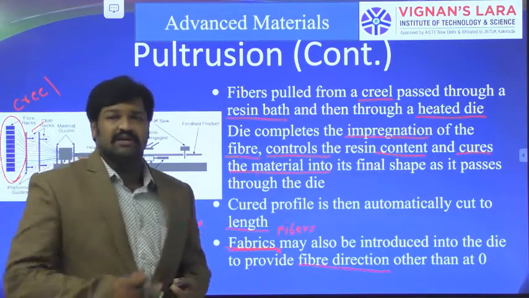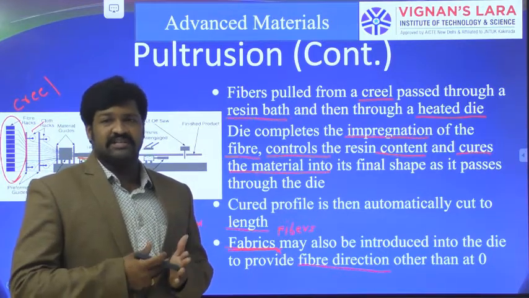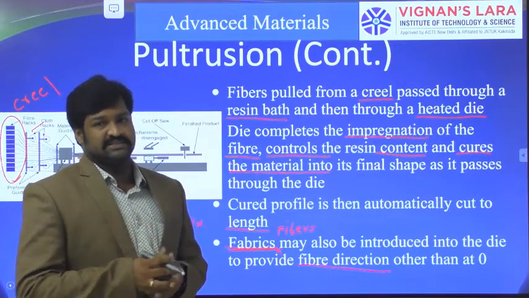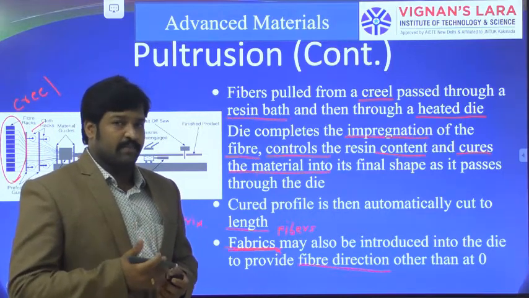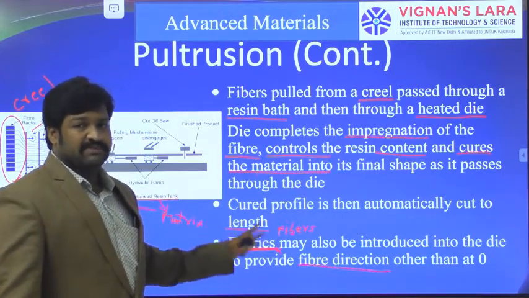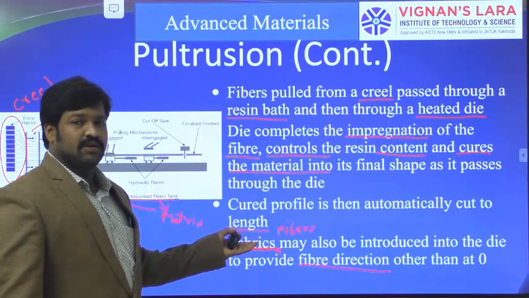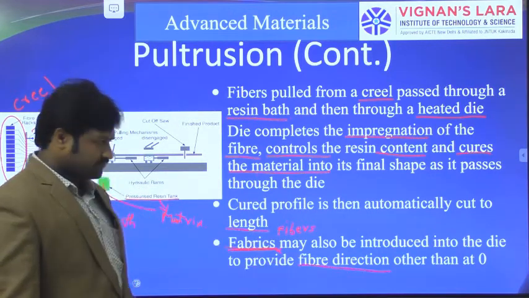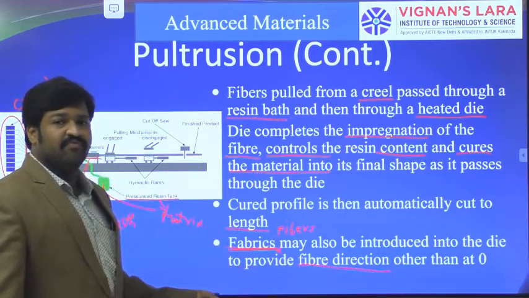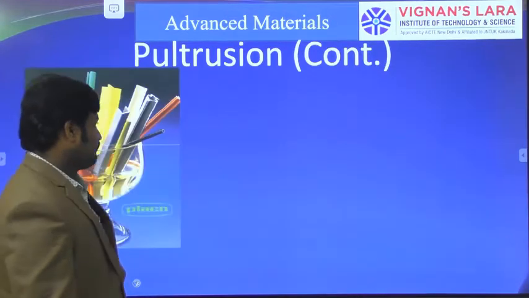As you know, depending upon the fiber orientation, the property of the component varies. So to get the desired property, we arrange the fibers in directions other than 0 degrees. That is possible if we use fabric materials.